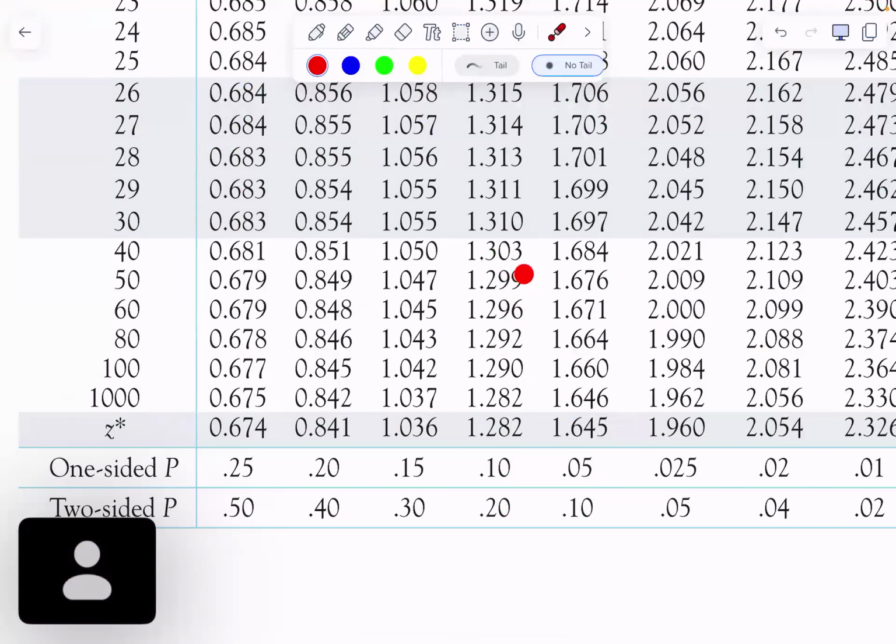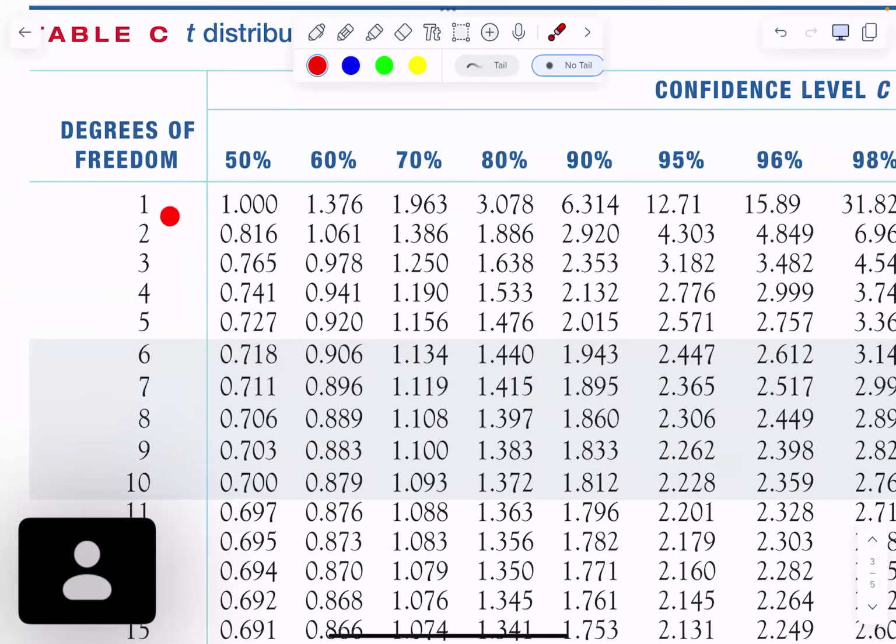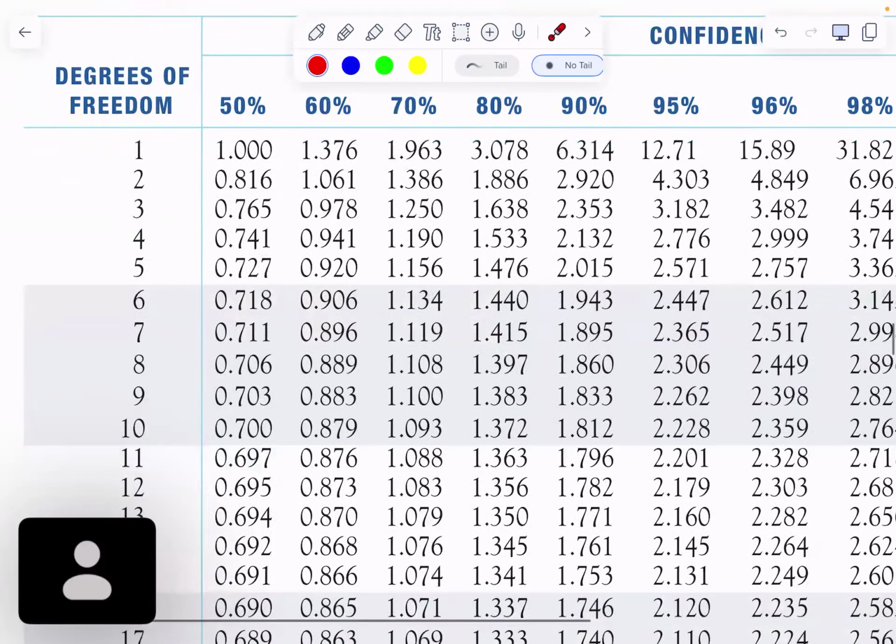So now we use the table in the exact same way that we have been doing. The only difference is that the t distribution has these degrees of freedom, because the shape of the t distribution depends on our sample size. The bigger our sample is, the more condensed our curve is, and it becomes a normal distribution. Otherwise, it looks exactly the same.